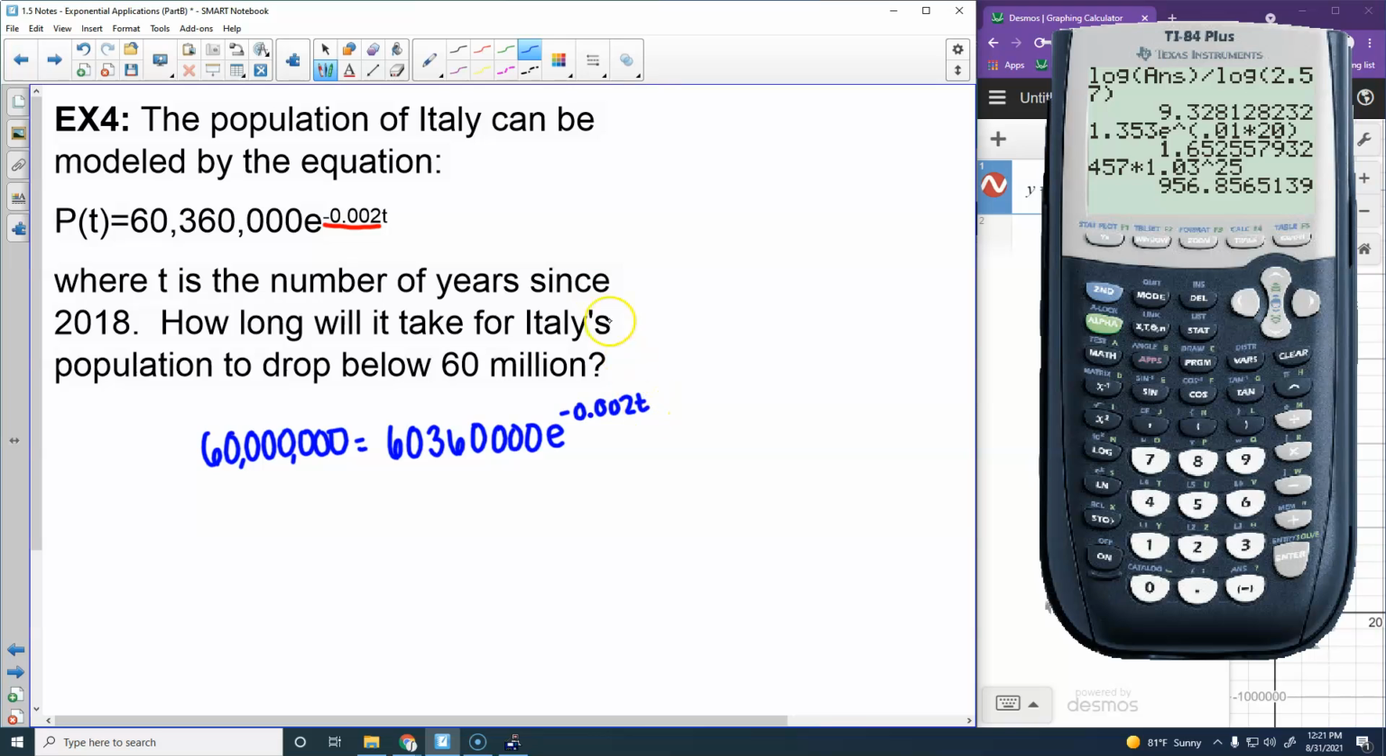Okay, so what we're trying to solve for is the time, so we're trying to get to this over here. We want to start furthest away from that, which is going to be this 60,360,000 right here. How could we get rid of that value? We're going to divide it off. So we're going to divide by 60,360,000 here.